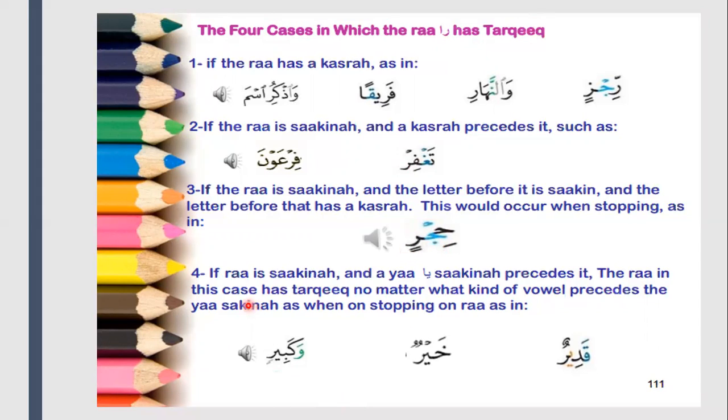Fourth case, if the Ra is Sakin and there is a Ya preceding it, then the Ra in this case has Tarqeeq, no matter what kind of letter precedes the Ya Sakin when stopping on it. So if I'm stopping on this and the Ya precedes it, I'm going to make it light. It doesn't matter what letter precedes it. Here we have a strong letter, a letter of isti'ala, and usually we'd make it strong, but because it's preceded by a Ya, we will keep it soft.